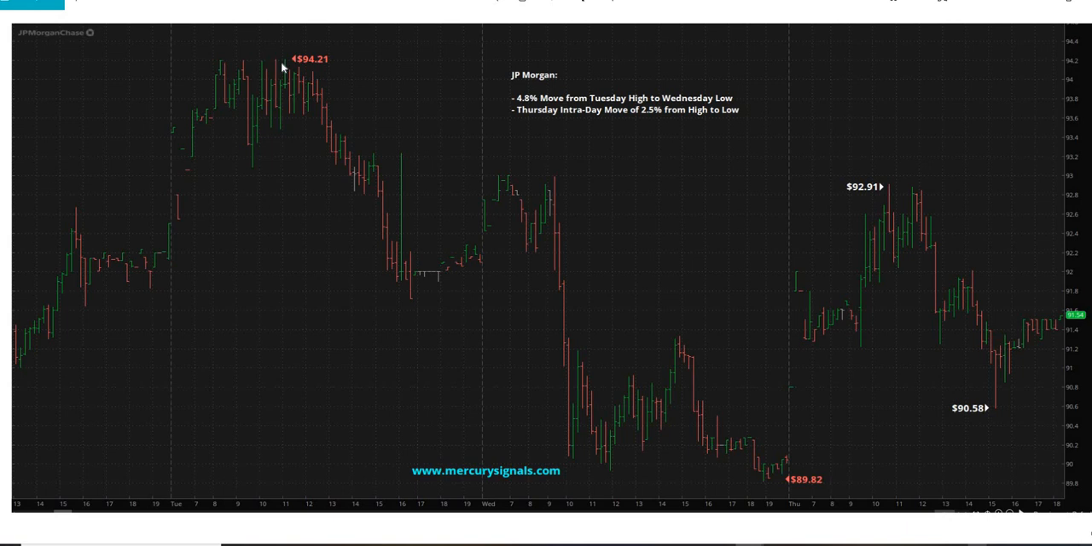4.5% high to low from Tuesday's high to Wednesday's low. Today's high to low looks like about 2.8, 2.9%. This is telling you that something's wrong.